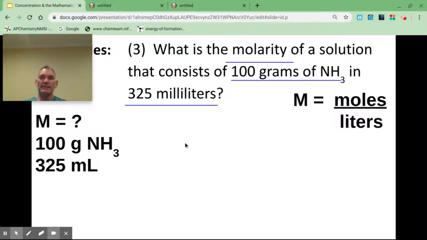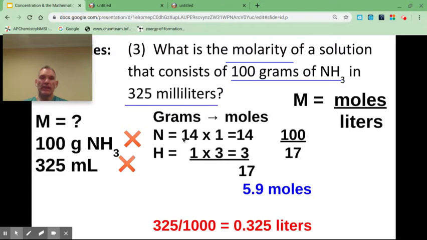Do my units fit in right away? I have grams. I need moles. Nope. I have milliliters. I need liters. No. So in this problem, I'm going to have to do 2 extra pieces of work before I get my answer. So the first thing is mass to moles.